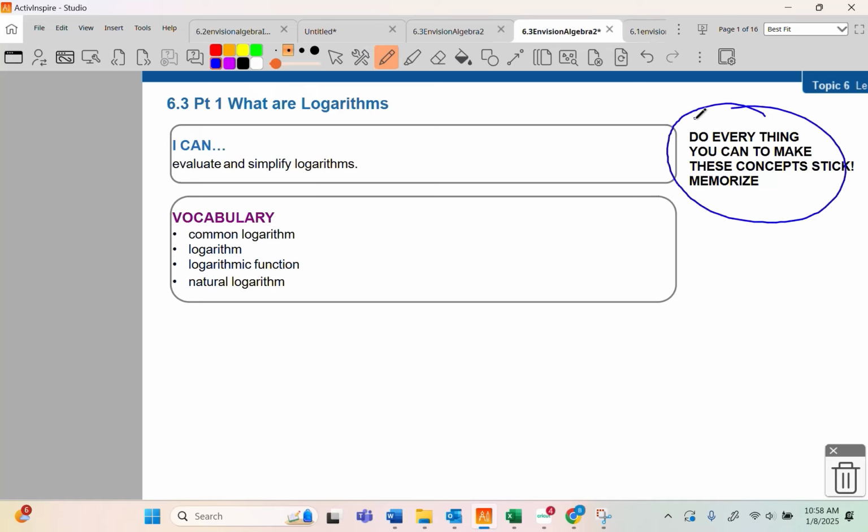Pay attention to that. Do everything you can to make these concepts stick. You need to be memorizing all sorts of stuff. This is the beginning of 6-3. I'm only doing half of it with you today. The other half will be for whenever we get back from snow days.